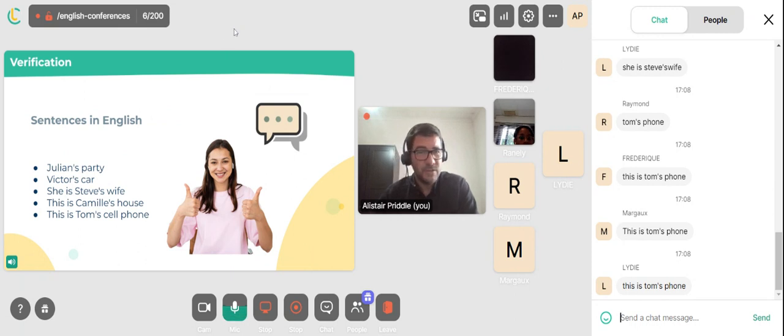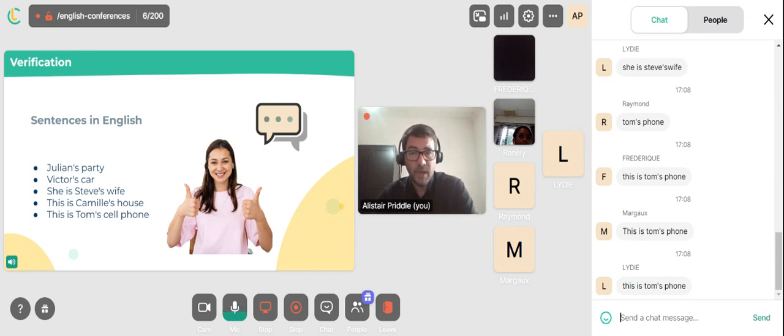Okay, so well done to all of you who took part. We have correctly changed those into English. Julian's party, Victor's car, she is Steve's wife, this is Camille's house, this is Tom's cell phone. Okay, so for each of these it's singular, so we have the apostrophe S to convert these nouns into possessive nouns.